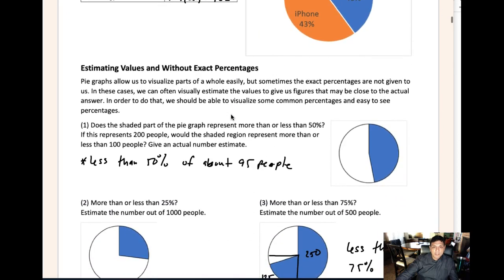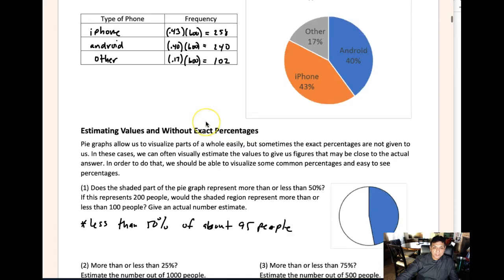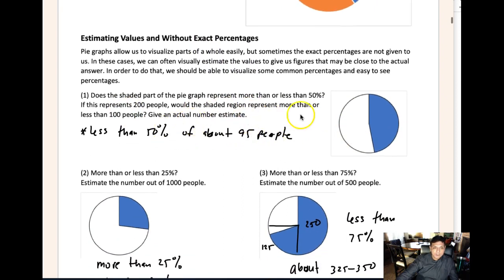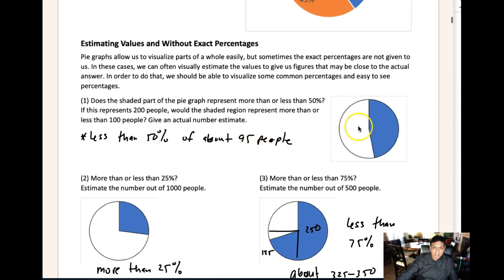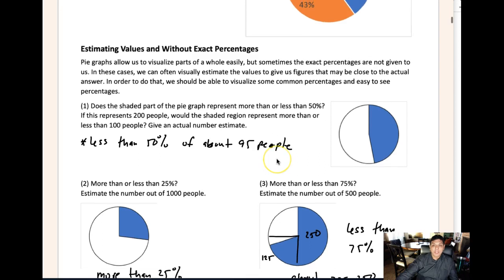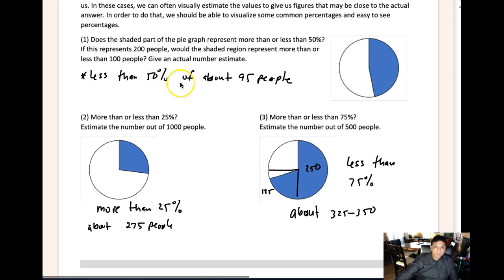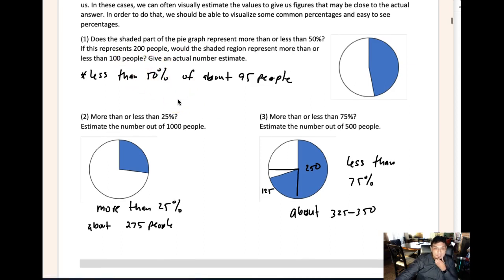Now, another skill that we want to have in addition to this frequency is being able to estimate from these situations, estimating values without knowing the percentages. So in this first section here, the question is, what would the shaded region represent, more or less than 100 people? Well, if this whole thing's 200, the shaded would be less than 50% or about 95 people, because directly half would be right here in the middle. So you can see we're a little bit less than half. So a little bit less than 50%. And we could estimate about 95 people because the total was 200 and half is 100.